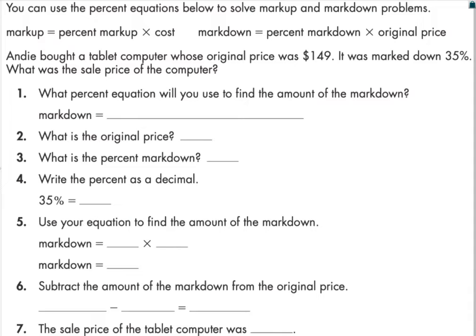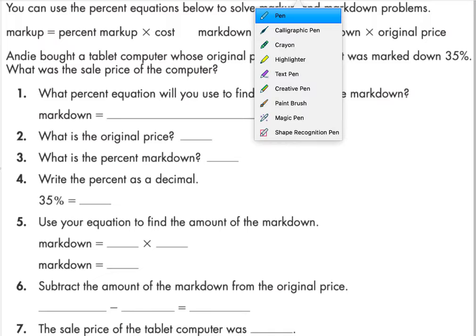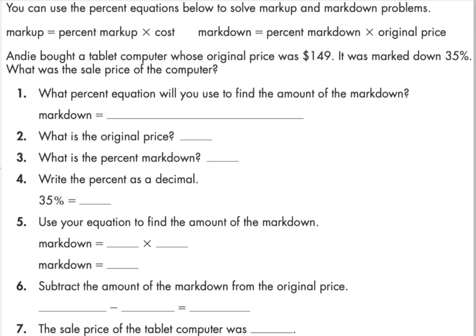So today we're going to work on something called markup and markdown. To begin with, depending on which one we're going to use, there are two different equations or methods we can use. If it's a markup, we're going to take the percent of the markup times the cost, kind of like we did with sales tax. If it's a markdown, we're going to take the markdown percent times the original price.